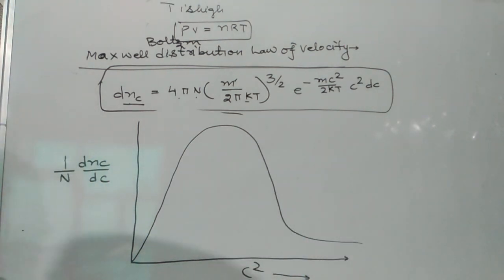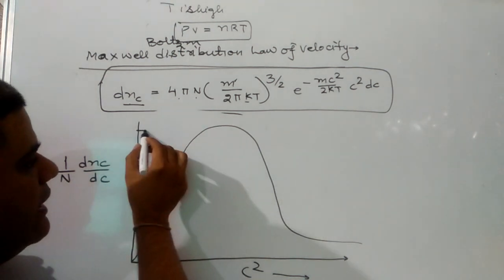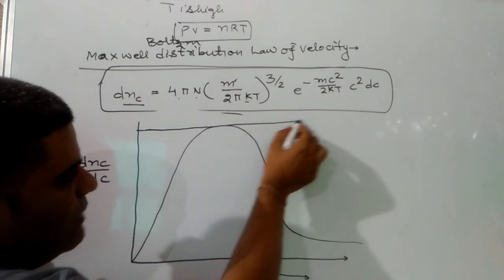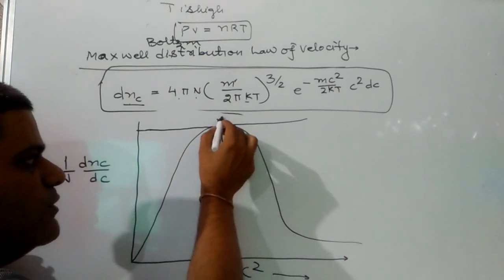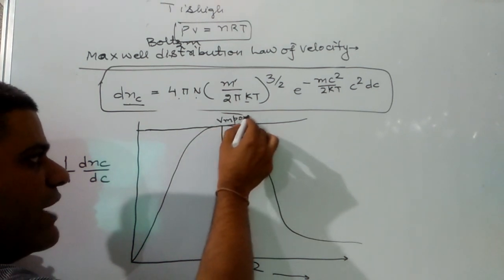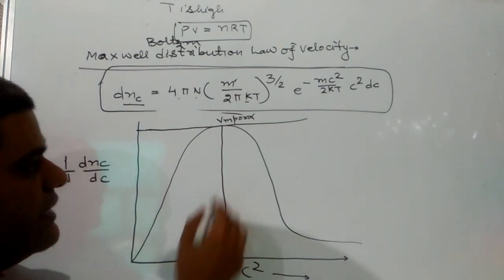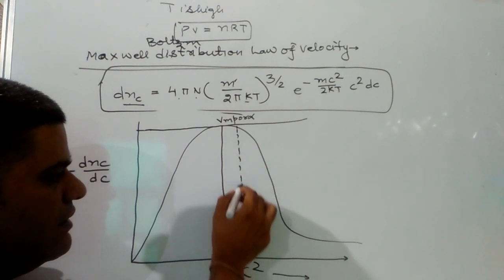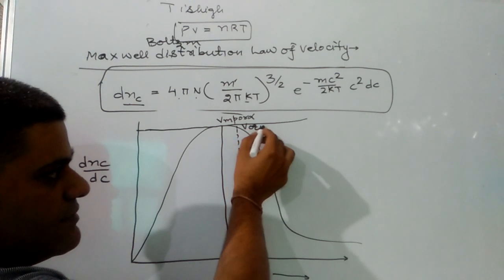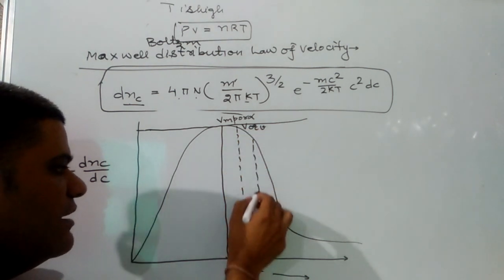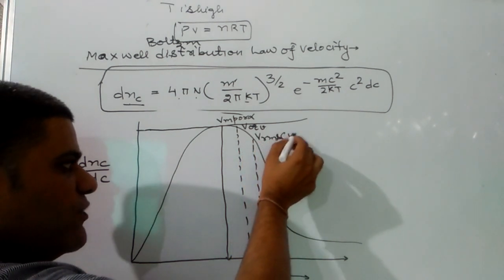Means we can say we are getting a hyperbola, and in this graph three types of velocity may be possible. When the number of particles is maximum, that value is known as the most probable velocity, or alpha. We are going to discuss that gas molecules have three types of velocities. Next is the average velocity, denoted by v. And next is the root mean square velocity, VRMS, denoted by u.